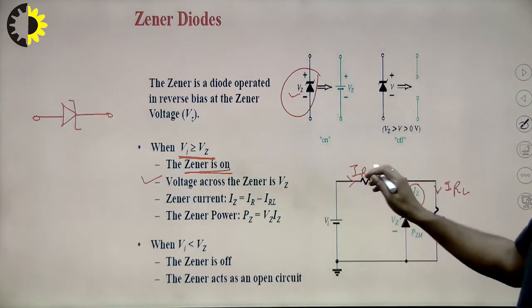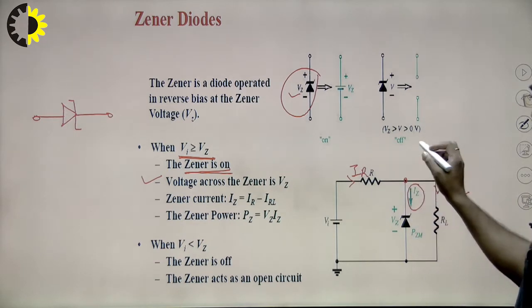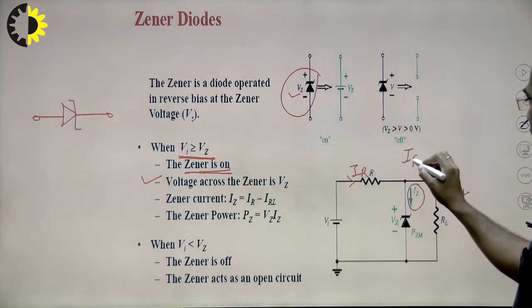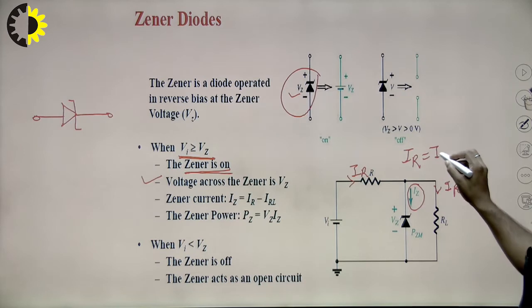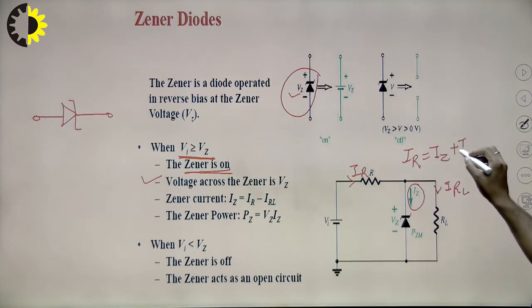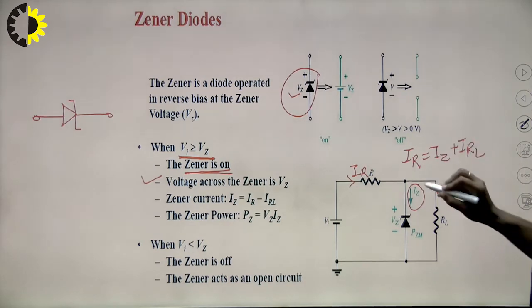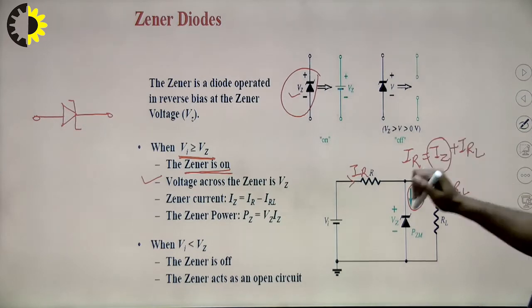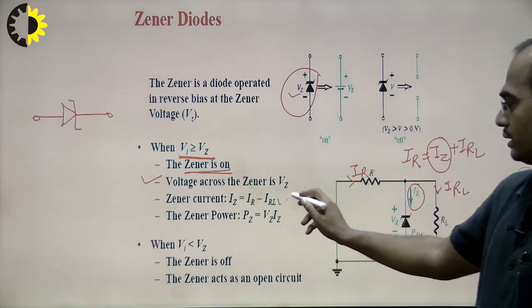The current coming to this node is equal to the outgoing current, so IR is equal to Iz plus IRL. So what will be the value of Iz? Iz is nothing but IR minus IRL.